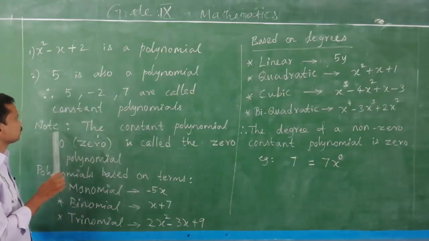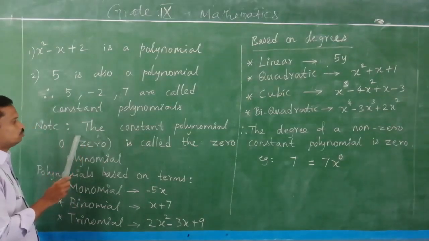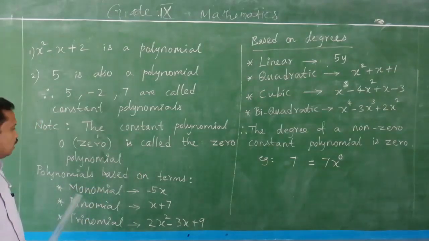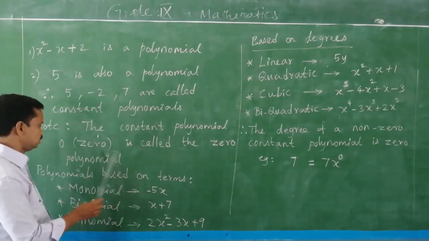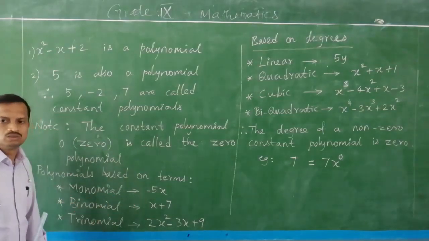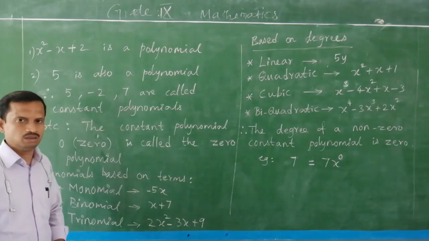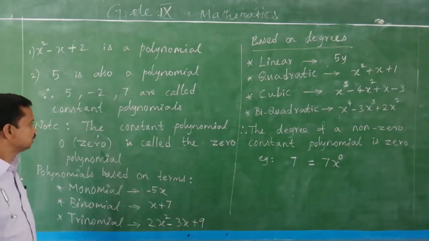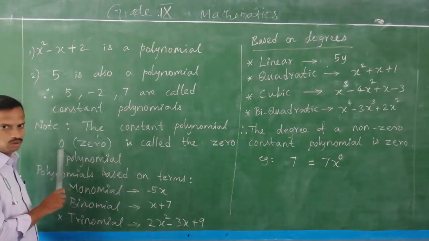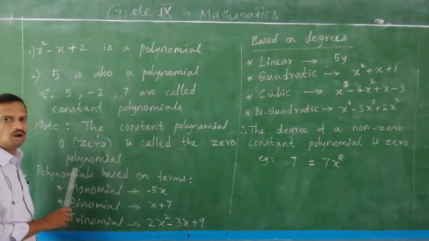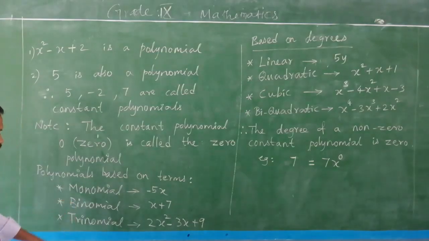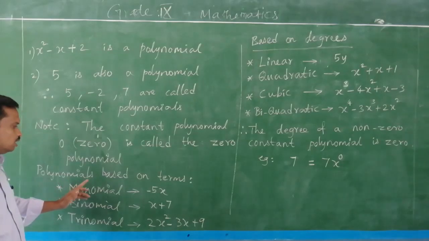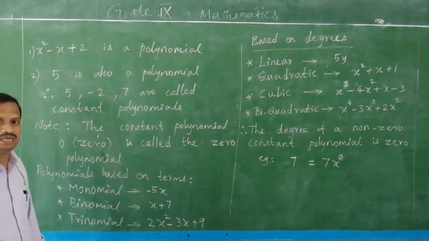So now an important point: the constant polynomial 0. 0 is also a constant, but this 0 is called the zero polynomial. It plays the main role in the collection of polynomials that you see in higher classes. So the constant polynomial 0 is called the zero polynomial. And in the earlier classes, I think you studied polynomials based on terms and based on degrees.